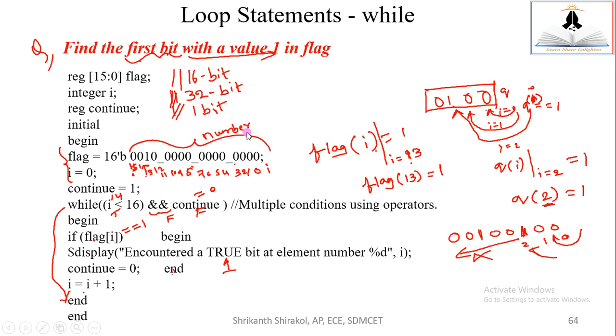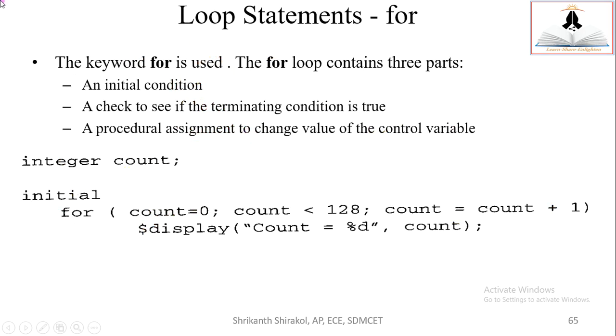Welcome you all once again for this lecture, where we are taking up the other three loop statements in Verilog. There are totally four: while, for, forever, and repeat. The while loop is already done. We have understood how it works, and also where we should use these loop statements.